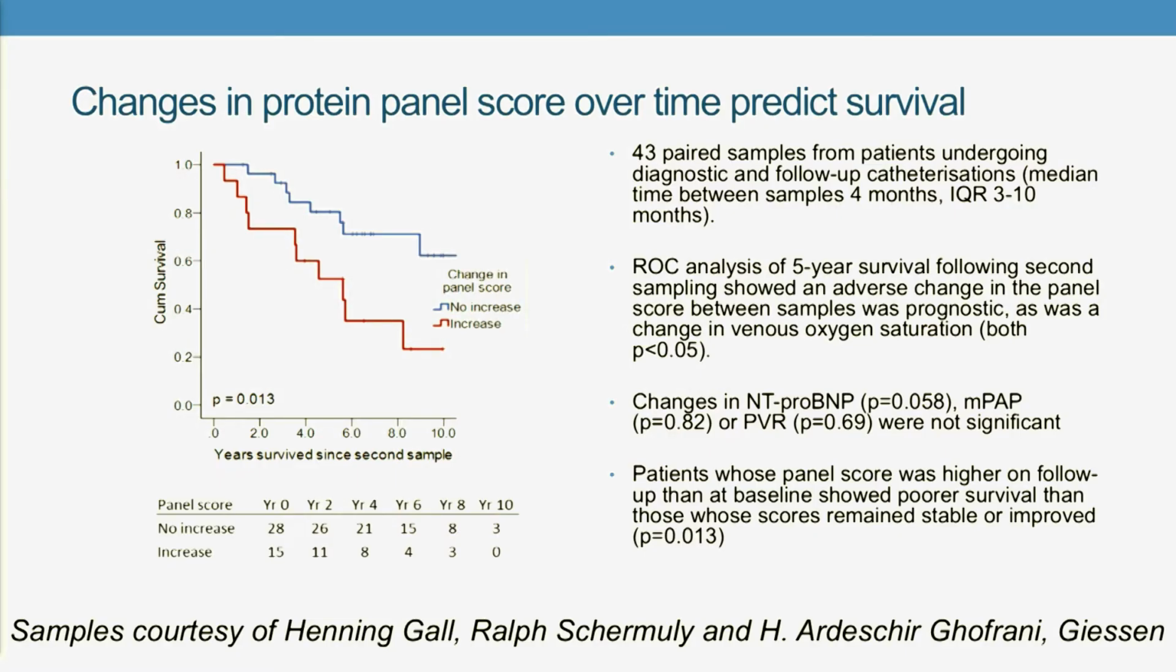And the last thing we've done, we've been able to look at some samples from the group in Gießen in Germany, where they were able to provide us samples from baseline and follow-up, so paired samples from the same patient, to look at whether a change in these protein levels is actually associated with outcomes. And what we've shown is that if your panel score increases from baseline to the follow-up sample, you have an even poorer outcome. So as well as being able to predict baseline risk, a change in that score is associated with changing outcomes.